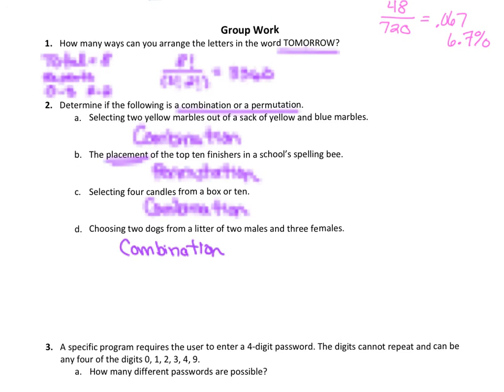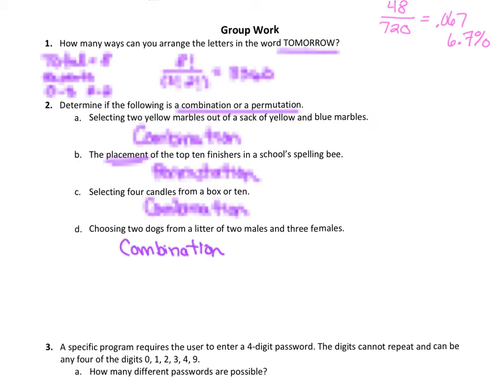All right, so if you look at number 1 under the group work section, tomorrow has 8 total letters, so it's going to be 8 factorial over 3 factorial, 2 factorial. 3 factorial comes from the fact there's 3 O's, and 2 factorial comes from the fact there's 2 R's. If I type that in my calculator, I'll get 3,360.